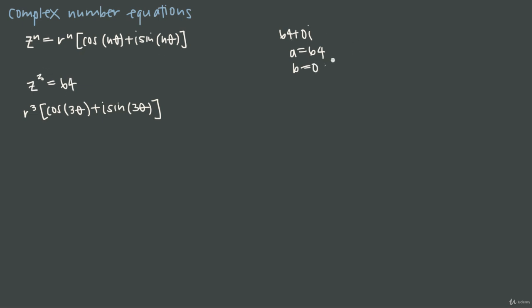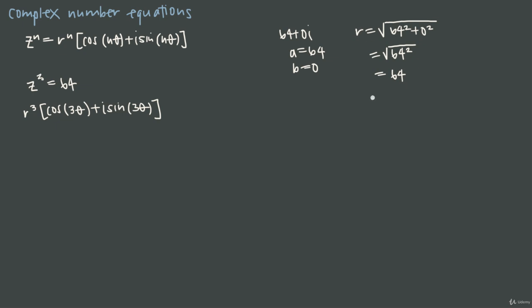If we put 64 into polar form, we have to first find r. So r we know is going to be equal to the square root of a squared plus b squared. So we'll get 64 squared plus 0 squared. And 0 squared obviously is going to be 0, so we'll end up with the square root of 64 squared. Well, the square root and the exponent of 2 are going to cancel. So the square root of 64 squared is just 64.